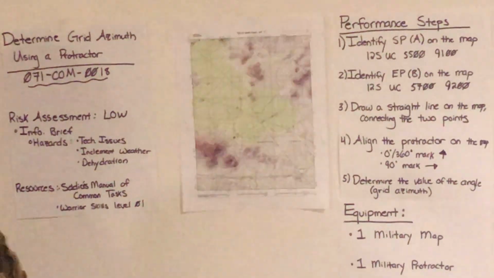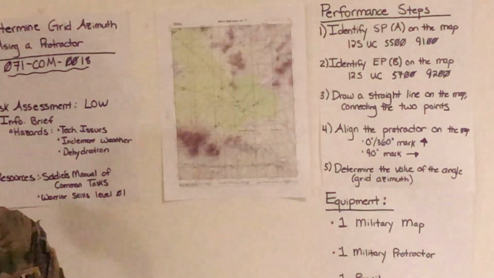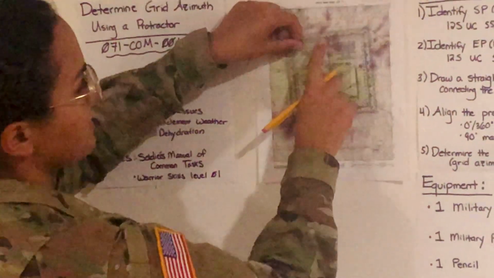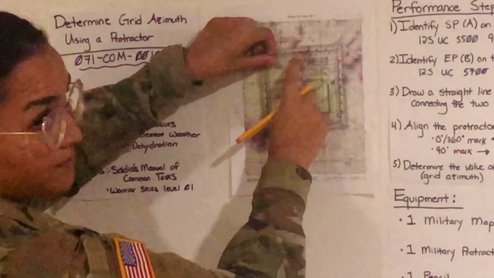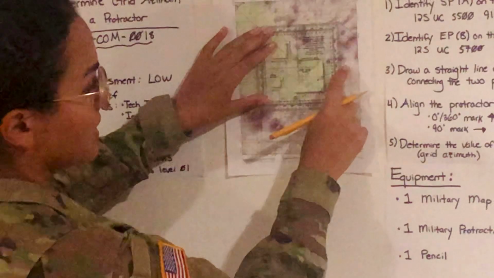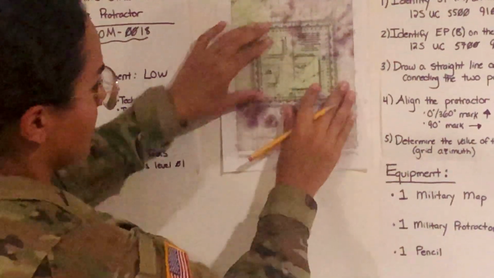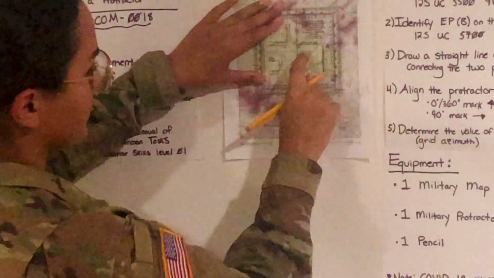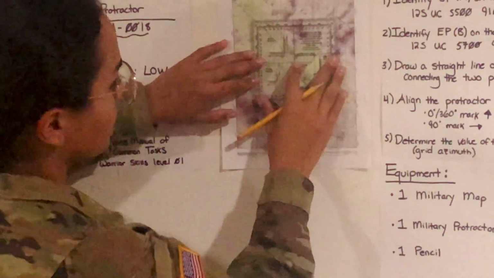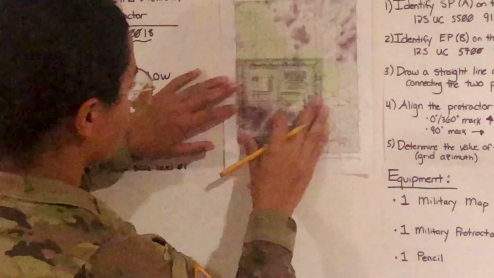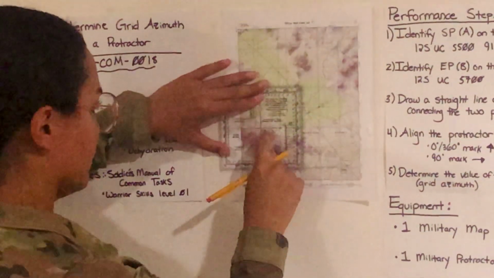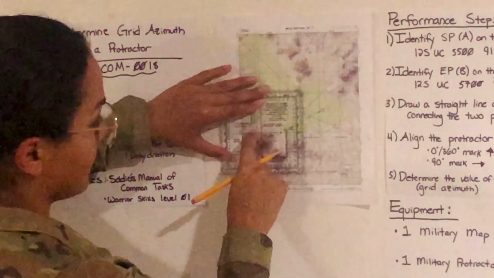Okay, performance step 4, we'll align the protractor on the map. So we'll take our protractor right here again. And remember, the 0 degrees and 360 degree mark should be to the top of the map, heading north. And then the 90 degree mark should be to the right of the map, heading east. So we can go ahead and take our crosshairs, this little crosshair in the middle, and we'll align it with a vertical grid line, a north-south grid line. So the first one that we see is right here. And we'll make sure that those lines horizontally and those lines vertically match the grid lines on the map.